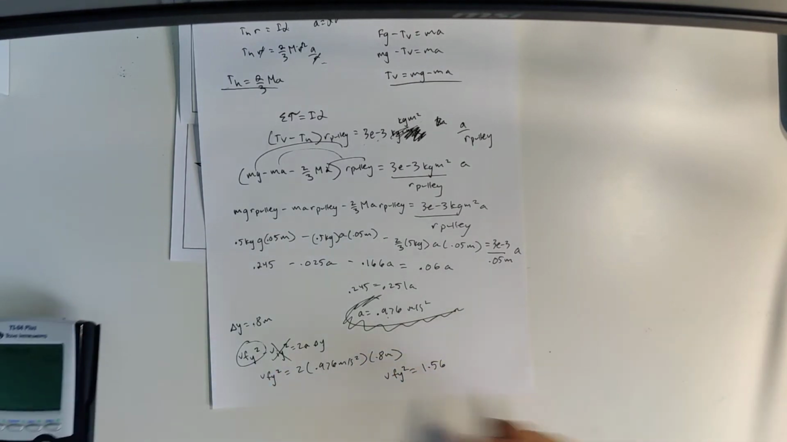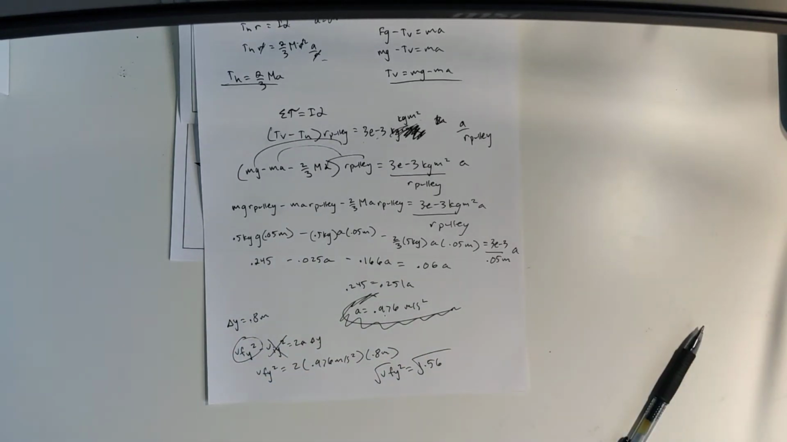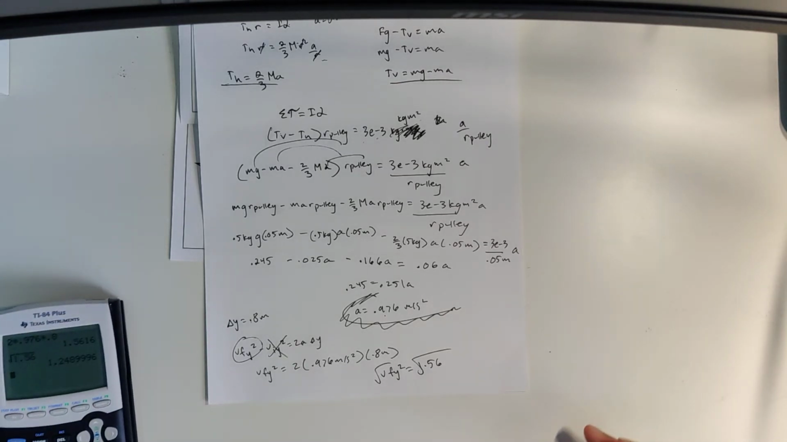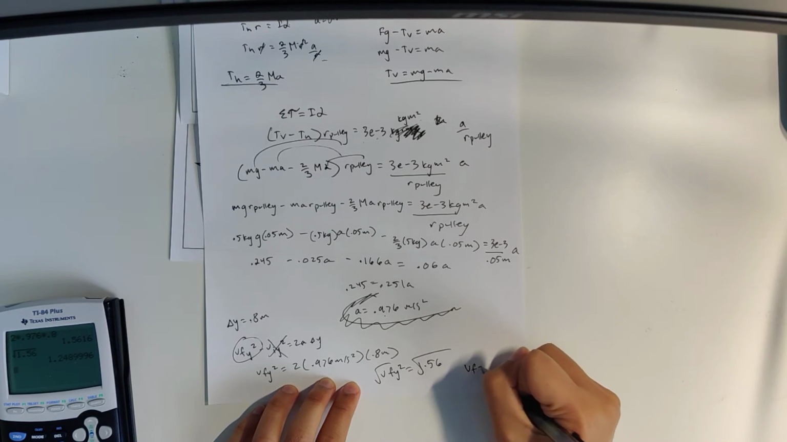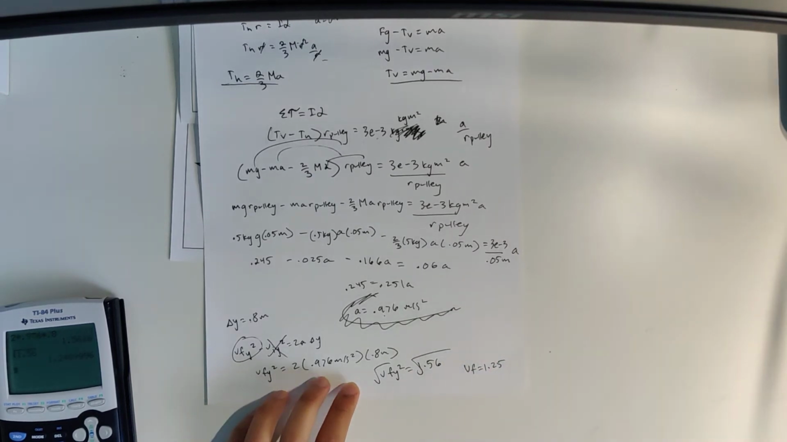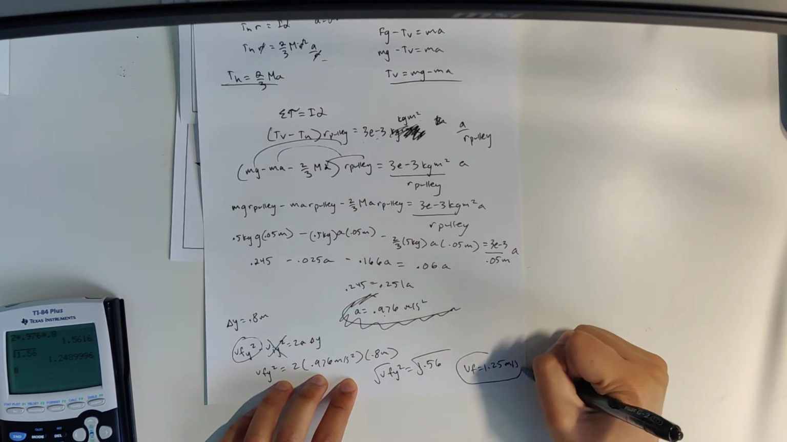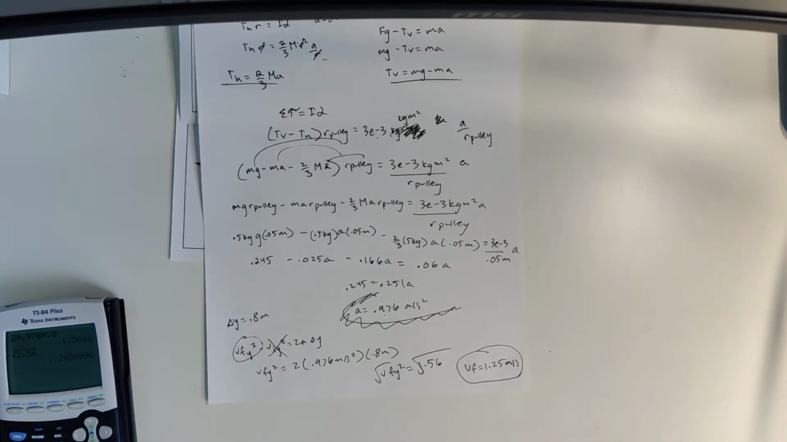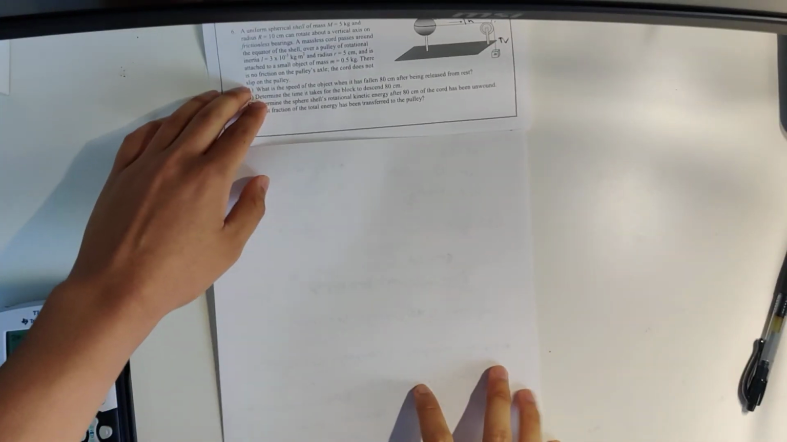1.56. But remember, we have to square root each side to get rid of that square. 1.56, 1.25, let's just call it. So VF equals 1.25 meters per second. And that's your VF after it traveled that much. I'm going to turn to this side.